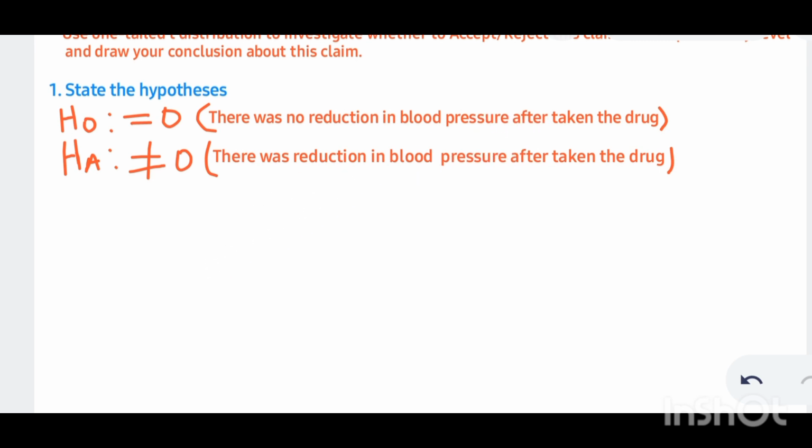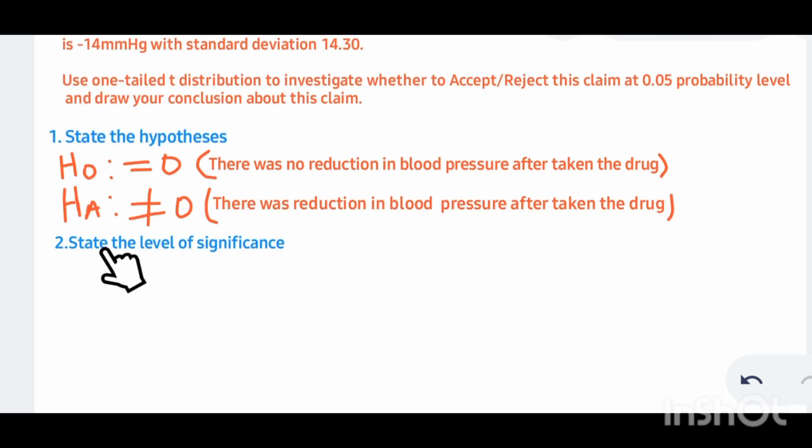All right, the next step is to state the level of significance. Looking at our question, it says at 0.05 probability level. So our level of significance, which we represent with alpha, equals 0.05.